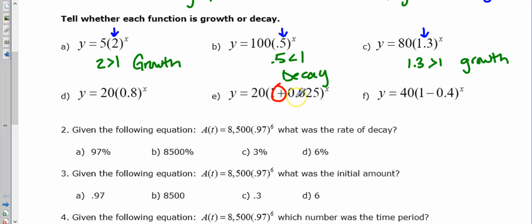Now 1 plus 0.025 would be 1.025. But again, it's bigger than 1, so this would be growth. Now here I'm starting with 1 and I'm subtracting. Now 1 minus 0.4 is obviously 0.6, but you might not always see it as 0.6. You might see something that looks like this, especially when we get into finances. So this number, it is less than 1. Because of the minus sign, this is decay.